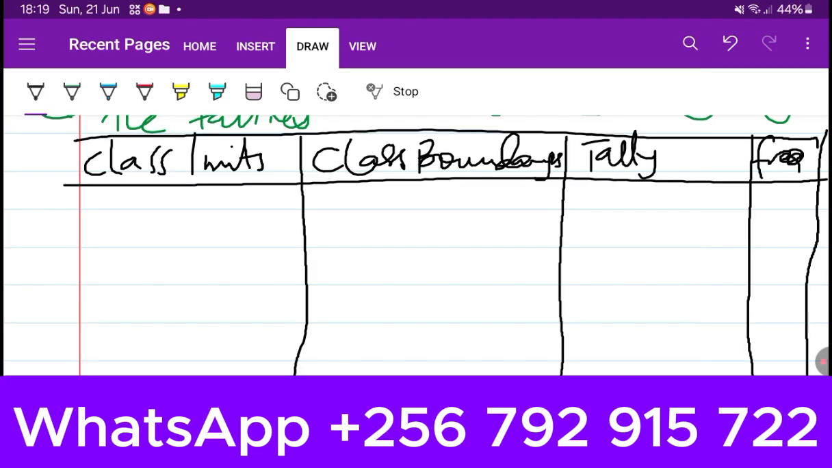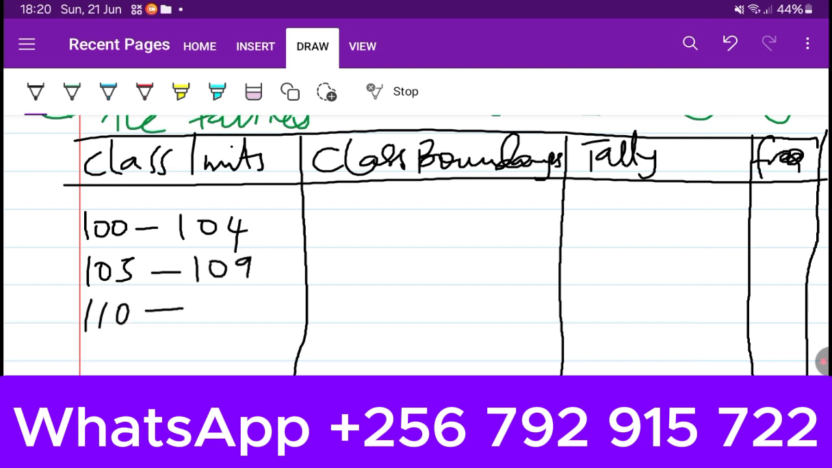So we said we are starting with a class of 100 to 104. This is 105 to 109. From here, even if you just add a 5 here, I add a 5 this side. This is 110 to 114, 115 to 119, then 120 to 124.